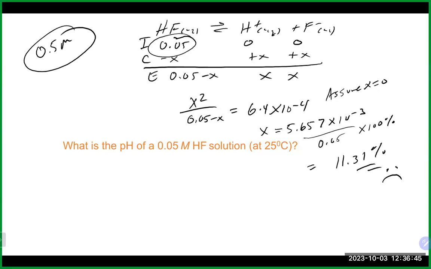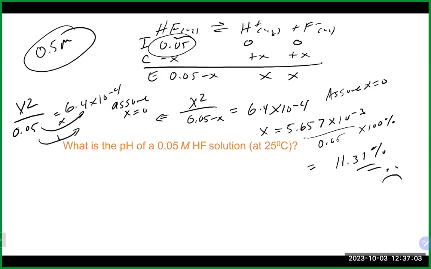I got it the same way we did before. We would assume that X is equal to 0. Then you would get X squared divided by 0.05 is equal to 6.4 times 10 to the minus 4. You're going to multiply, and then you're going to take the square root afterwards, yeah? You multiply 0.05 times 6.4 times 10 to the minus 4. That gets you basically X squared is equal to 3.2 times 10 to the minus 5. Then you're going to take the square root of both sides, yeah? And then you get there. Other questions on that? Okay.